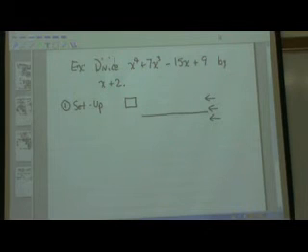Here's the setup. The setup has 2 parts. The number that goes in the box, which I call the box number.